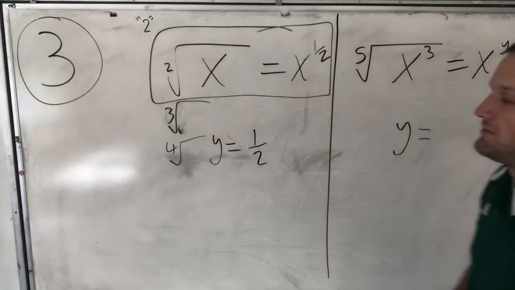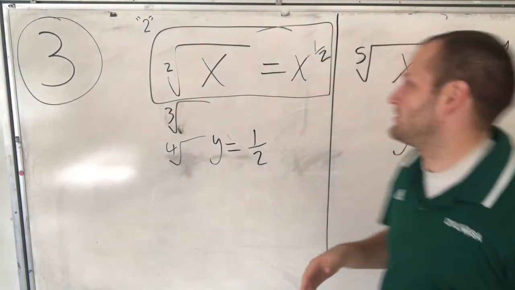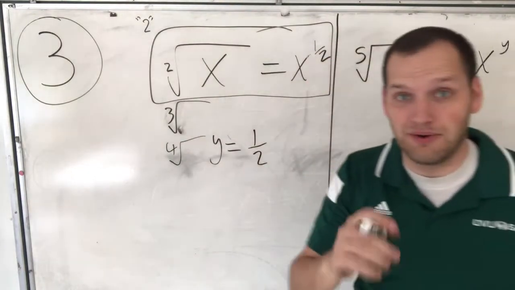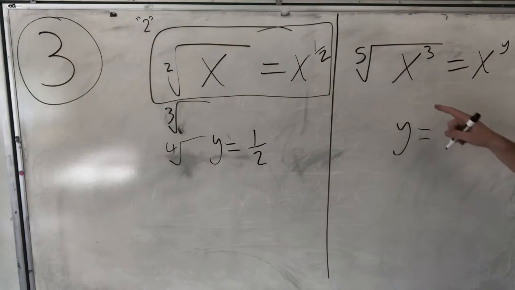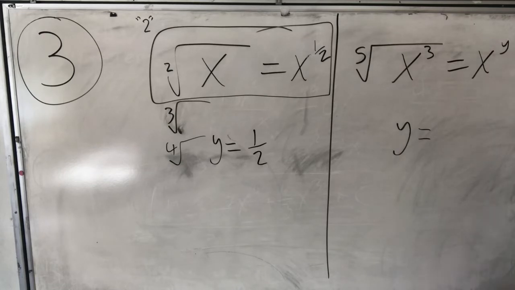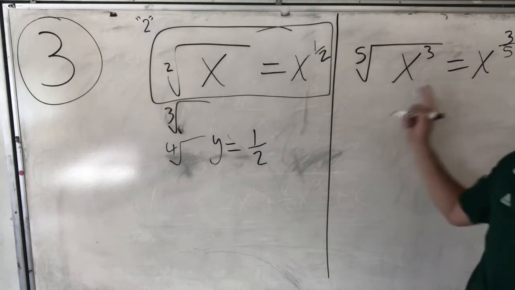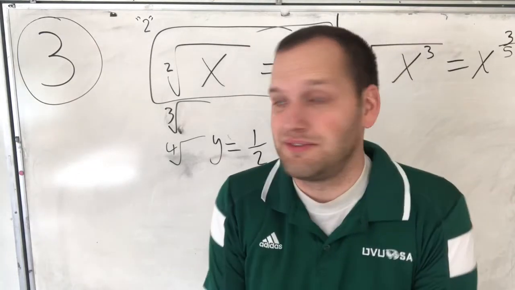In calculus, we can't really take the derivative of a square root, but we can take the derivative of x to the 1/2 power. Okay? Over here, if I have the 5th root of x cubed, what power is that? Well, it'd be over 5, but we had 3. So this is really x to the 3/5 power, okay? This is just a different way of writing it. That's all that it is.